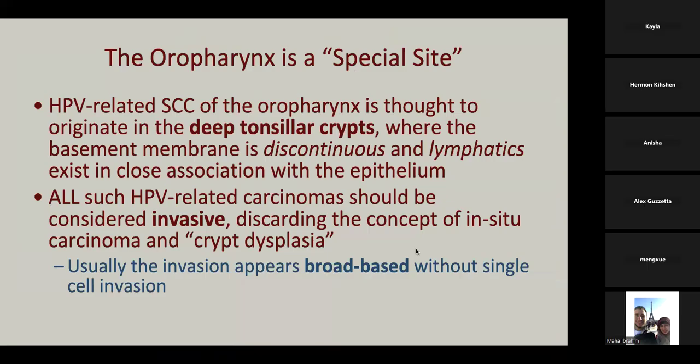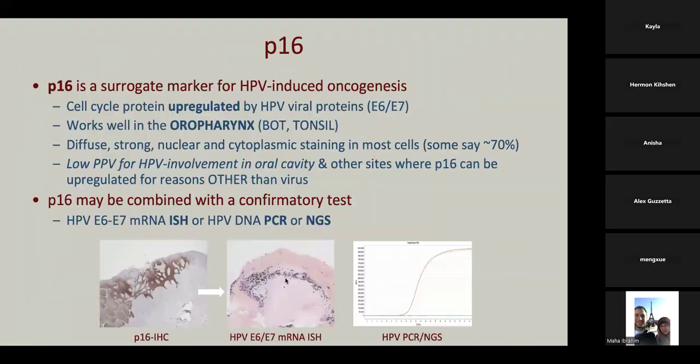We do not think about in situ carcinomas in these sites because they originate very deeply in the crypts where the basement membrane is discontinuous and the lymphatics are present in very close association with the neoplastic epithelium. Therefore, you can have a very tiny lesion, a very deep lesion that is already metastatic. So there is no such thing as virus-associated dysplasia. These are usually just broad-based invasions.